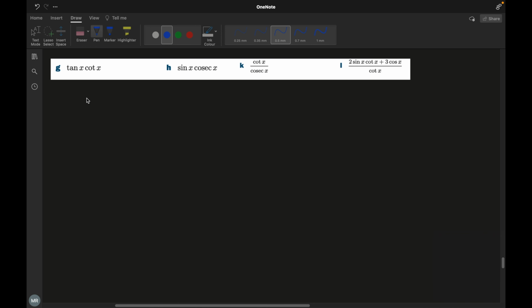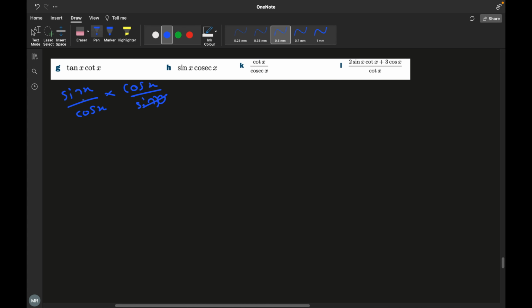We have tan x, cot x. We know that tan x is sin x by cos x into this would be cos x by sin x. This and this get cancelled and this gets cancelled. We are left with 1. Or you can think of this as 1 by tan x, and then tan x by tan x would become 1. And hence that's the answer. This was also going to be 1 because they're reciprocal ratios.